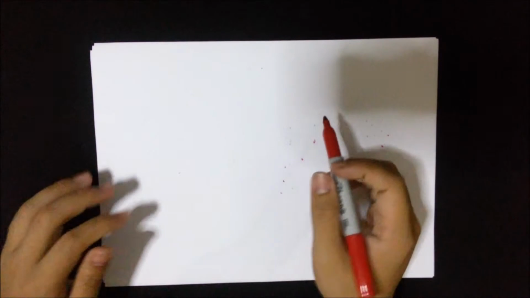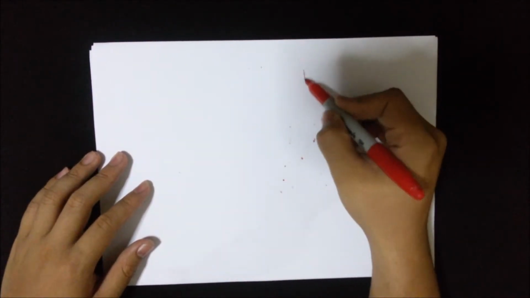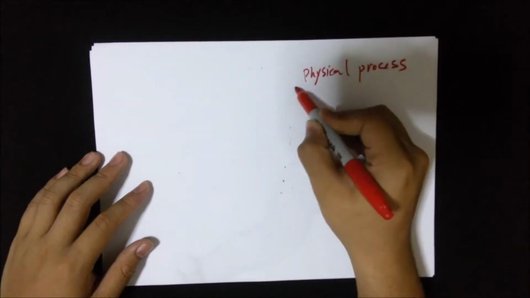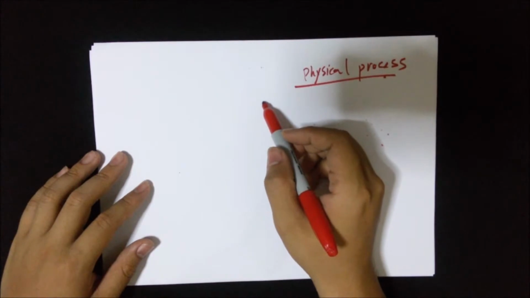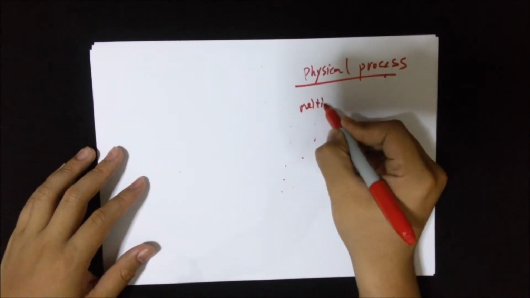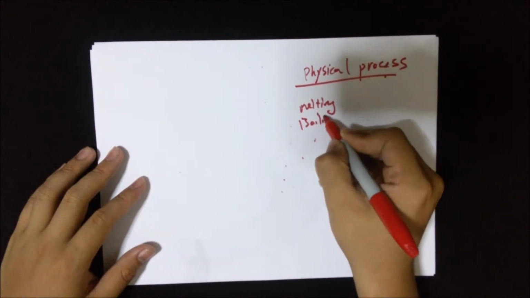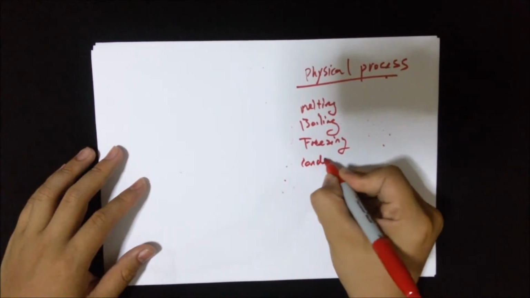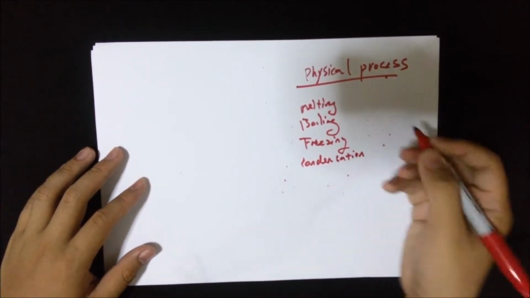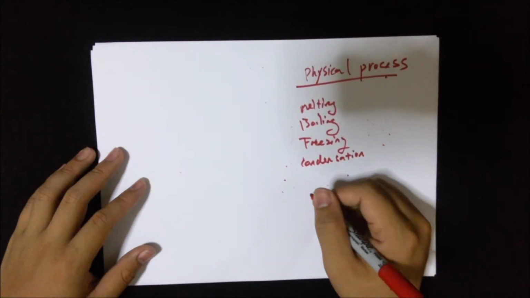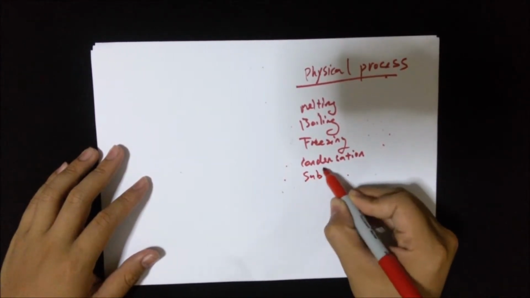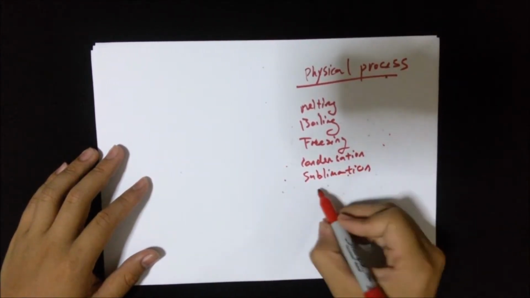So next, I will move on and talk about how you actually describe them in individual physical process. What does physical process mean? Physical process means such as melting, boiling, freezing, and condensation. So these are what I mean by physical process. And also additional process such as sublimation, evaporation.